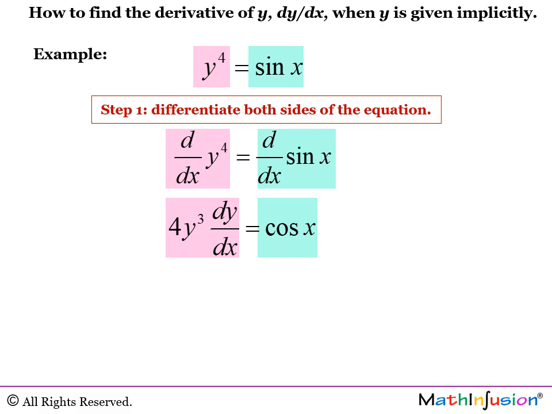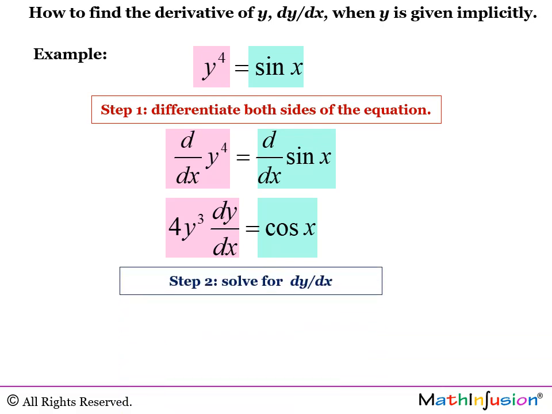Because the goal is to find dy/dx, we are now going to do step 2. We have to solve for dy/dx. Because we differentiated everything, this is just algebra. In this case, dy/dx equals cosine x over 4y cubed. Pay attention that the answer contains x and y. This is okay.